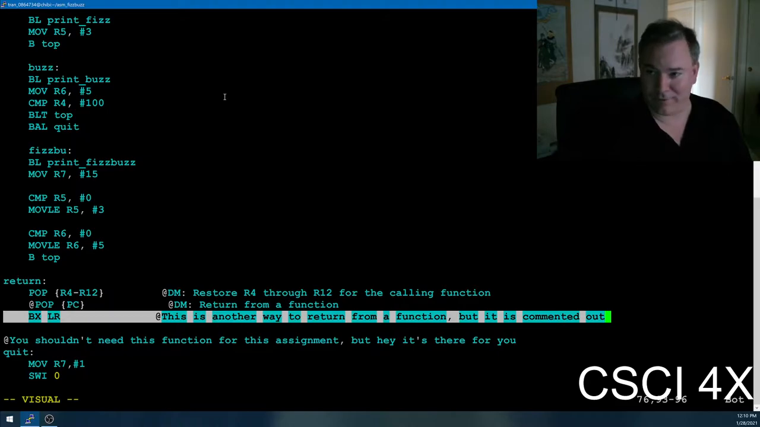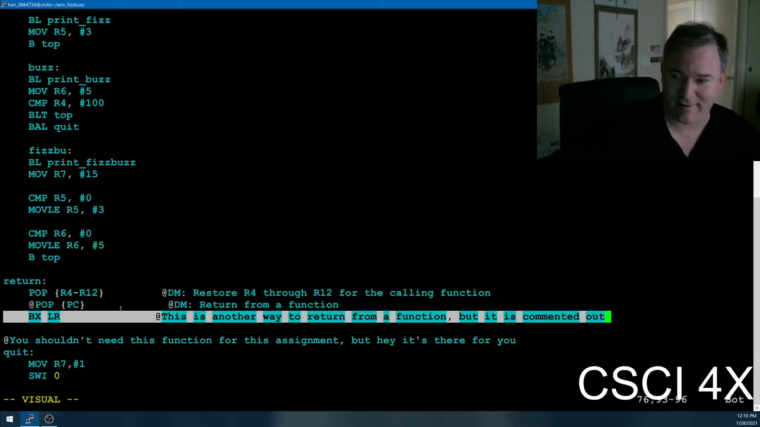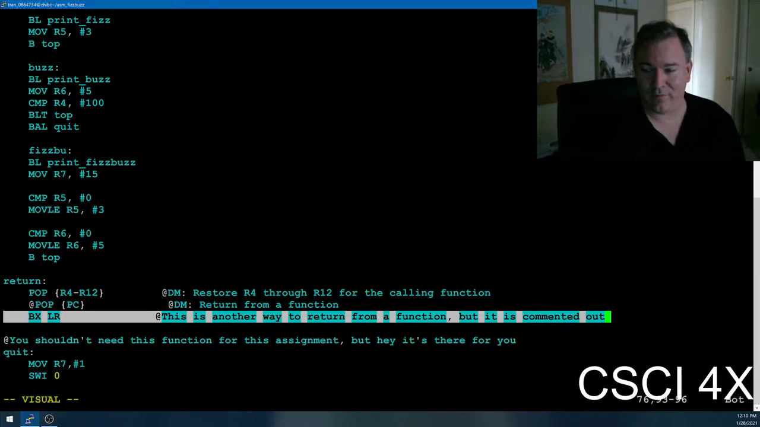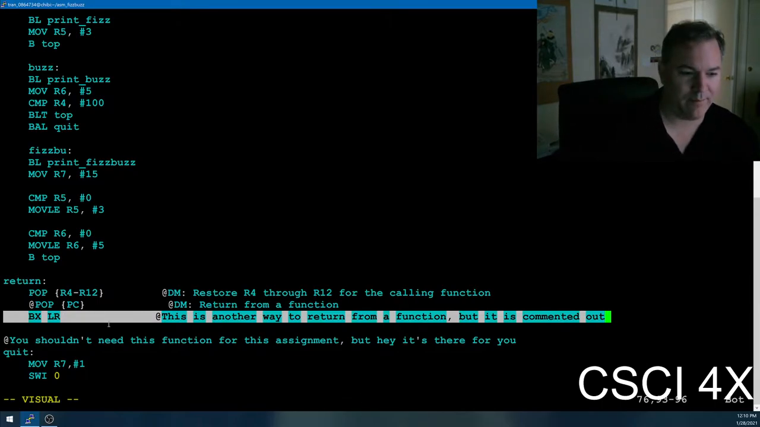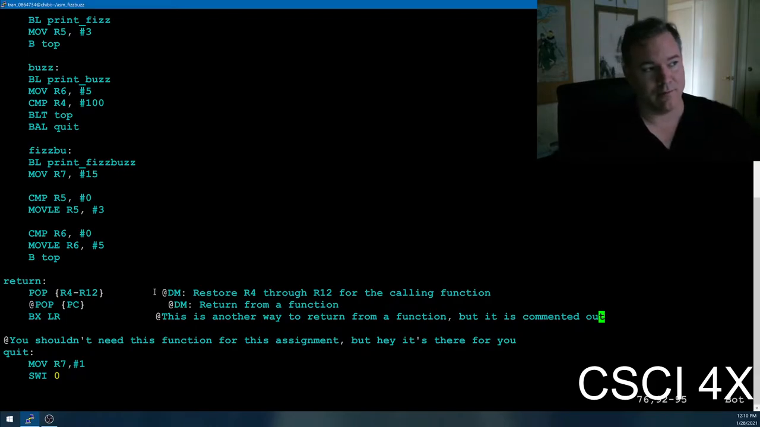If you returned that way, it's not going to work. And the reason why it's not going to work is because you are supposed to comment out this line, switch the comments on these two lines. And the reason why pop PC works and BXLR does not work is because BXLR means basically go to whatever line of code is stored in the link register.